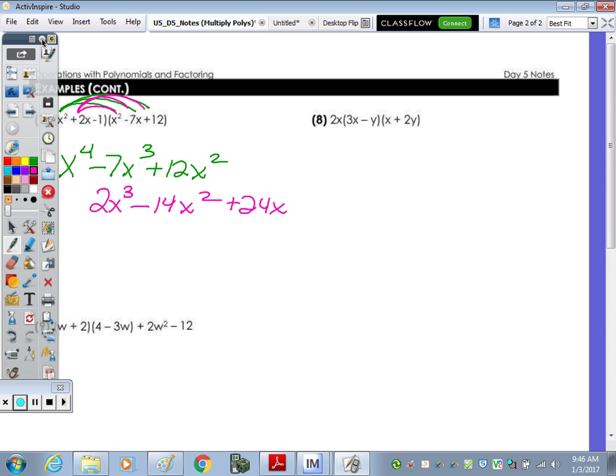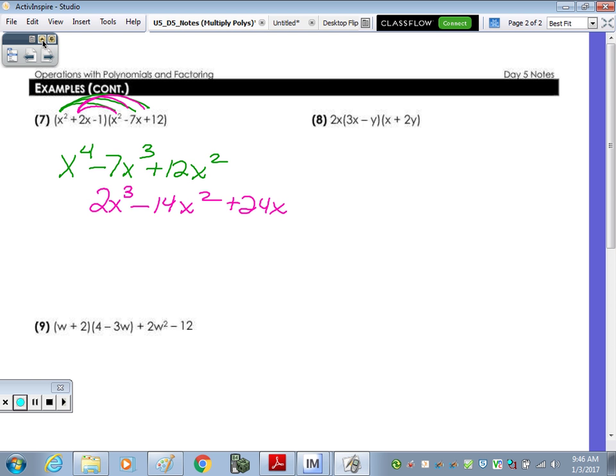So let's distribute. And then the next one's easy because we're distributing a 1. So 1 times anything is itself, but be careful because it's a negative 1. So the positive x squared is going to change to a negative x squared. Then negative 7x is going to change to a positive 7x. The negative, as you distribute, is just going to change the sign. And then negative 1 times 12 is negative 12.